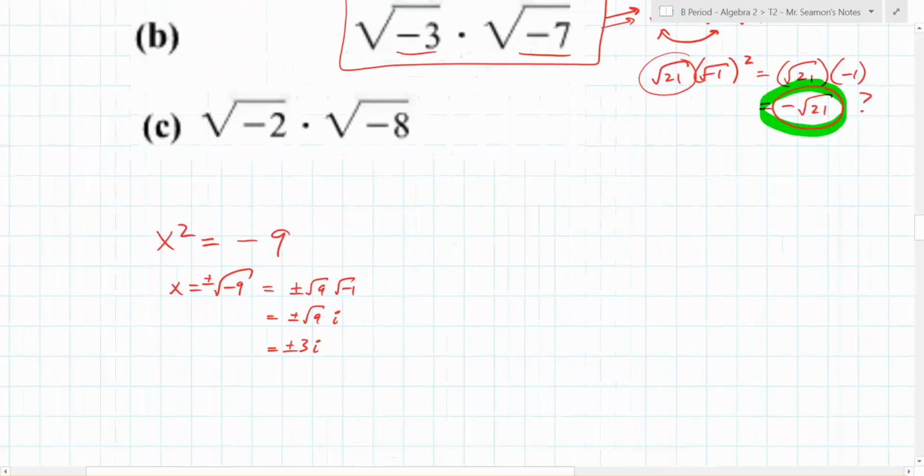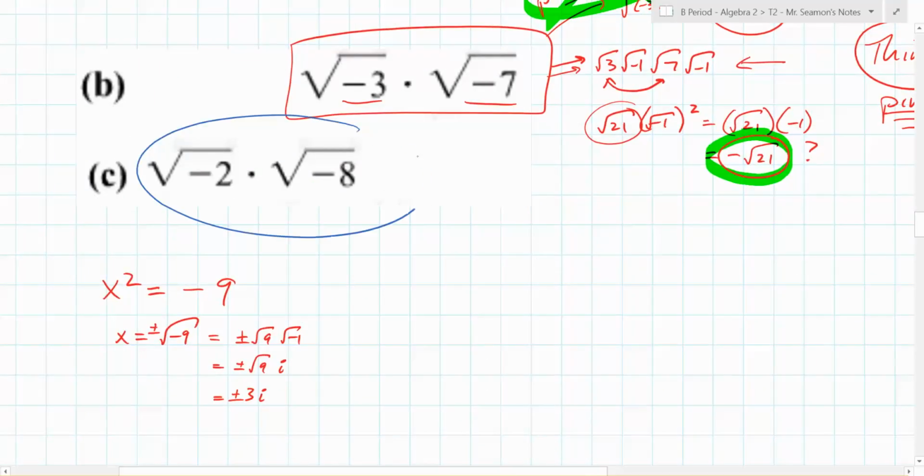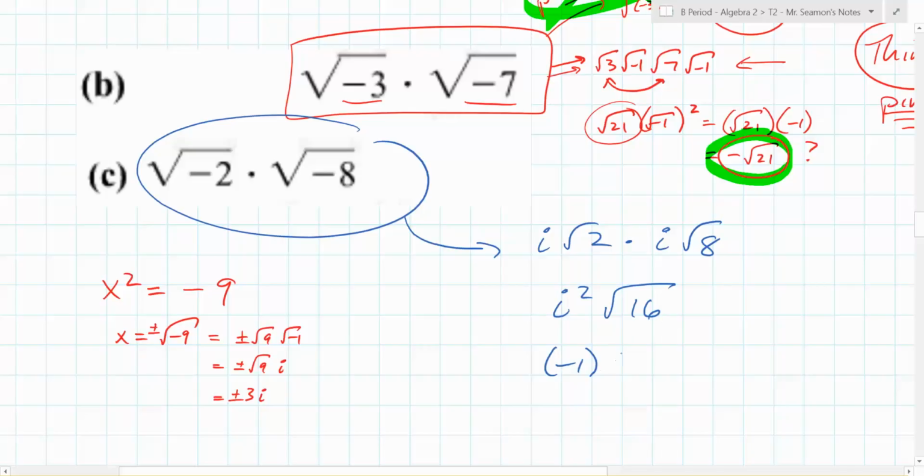Okay? So this one right here, you see this one? How are we going to do that one? That's i root 2 times i root 8. So that's i squared root 16. What is i squared? Negative 1. And what's the square root of 16? 4. So this is negative 4. Okay. Not positive 4.